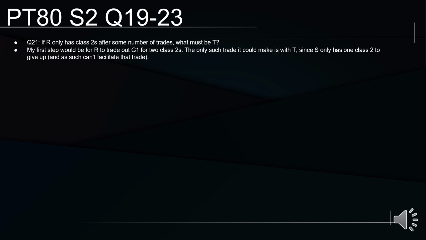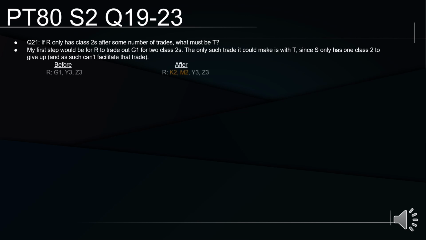Because G, of course, is a class 1, and we want to eventually have R end up with only class 2s. And so the idea is just to get rid of its non-class 2s and get class 2s in exchange whenever possible. The only such trade it could make is with T, since S only has 1 class 2 to give up. And as such, S can't facilitate that trade. It can't take away R's class 1 building G and give it 2 class 2s in exchange. It can't accomplish that. So I'm going to imagine that R trades with T, because T can accomplish that. T does have the class 2s to give away to R.